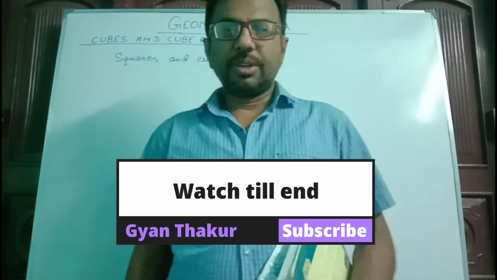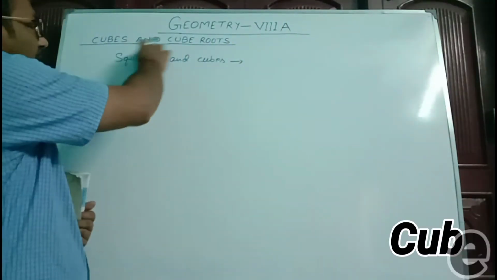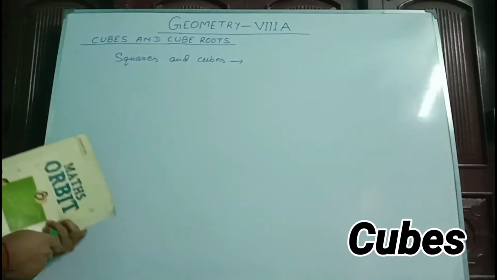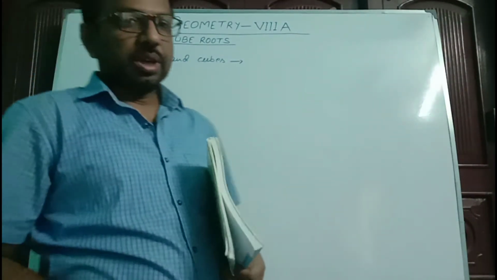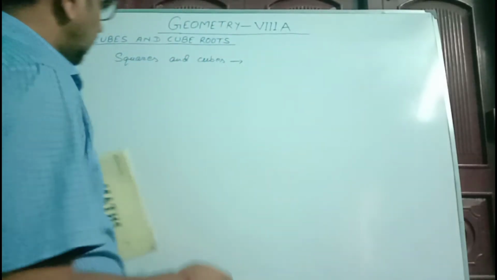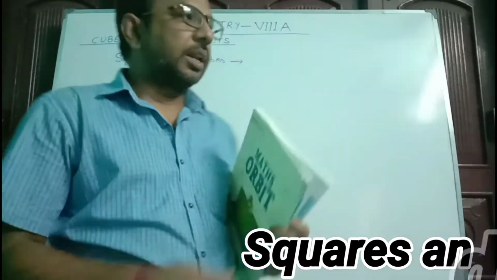In the period of geometry, we are going to start the chapter Cubes and Cube Roots. That is chapter 4. Before starting these cubes and cube roots, I want to give some introduction, such as squares and cubes. You have studied about the squares.